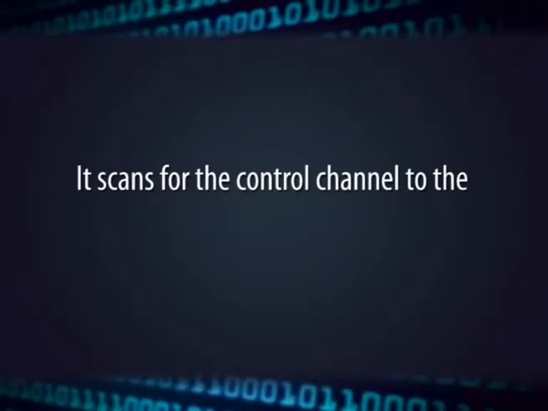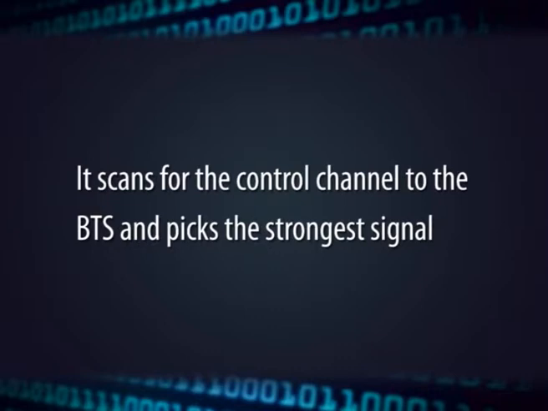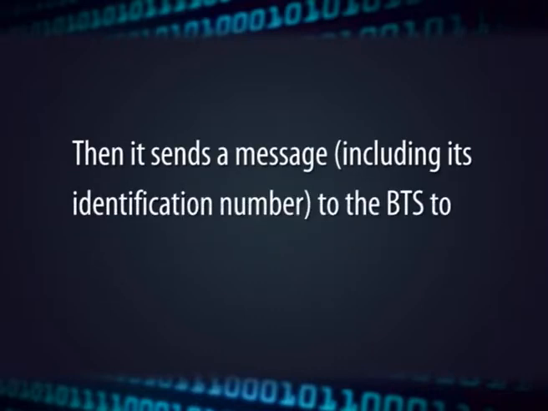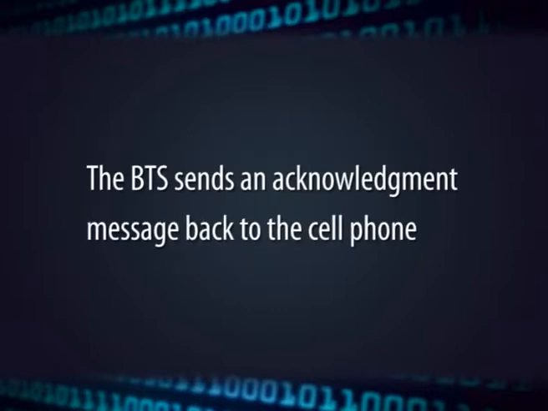When the phone is powered on and it does not have a frequency or time slot or a code assigned to it yet, it scans for the control channel to the BTS and picks the strongest signal. Then it sends a message including its identification number to the BTS and it indicates the presence. The BTS sends an acknowledgement message back to the cell phone. The phone then registers with the BTS and informs the BTS of its exact location. After the phone is registered to the BTS, the BTS assigns a channel to the phone and the phone is ready to receive or make calls.